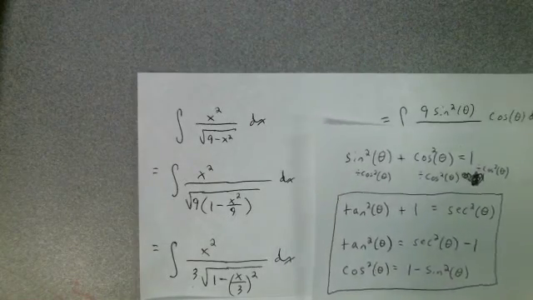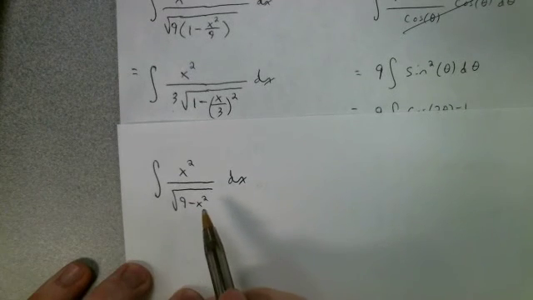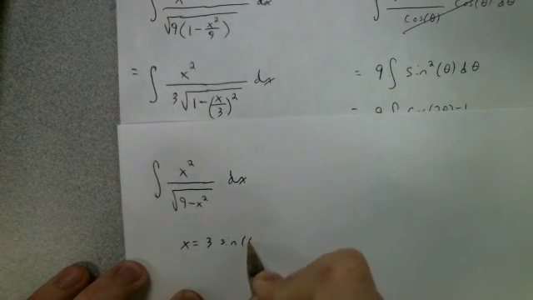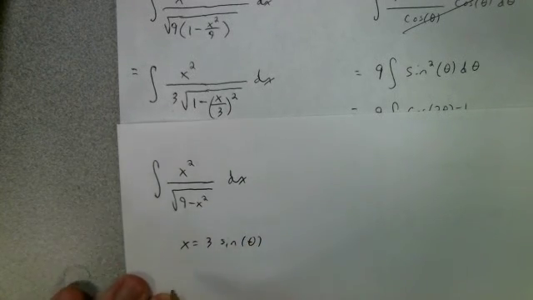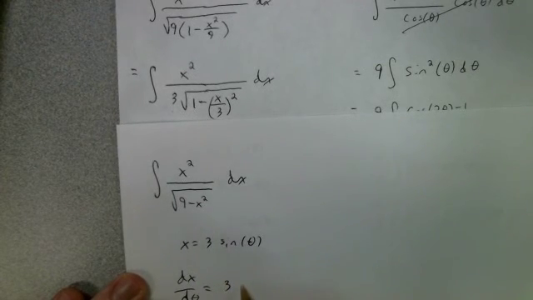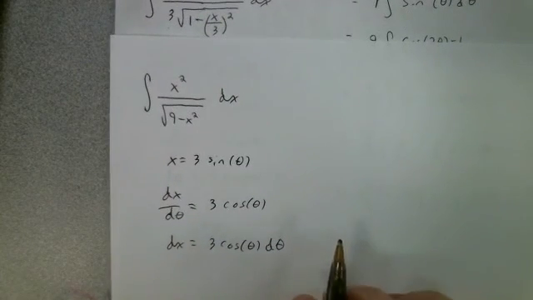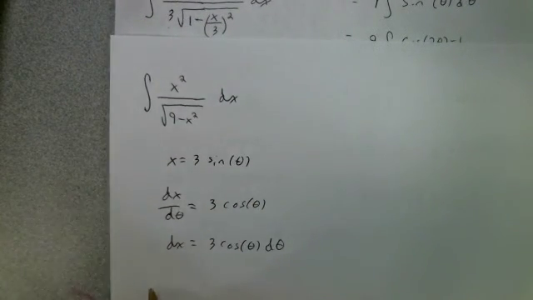All right, your book skips all that. Your book just jumps to the chase and says, okay, if you have that thing, just let x be 3 sine theta. The reason is, if you do that, everything will work out great. dx/d theta equals 3 cosine theta, so dx is 3 cosine theta d theta. So your book says, just jump straight to the chase, say let x equal 3 sine theta.